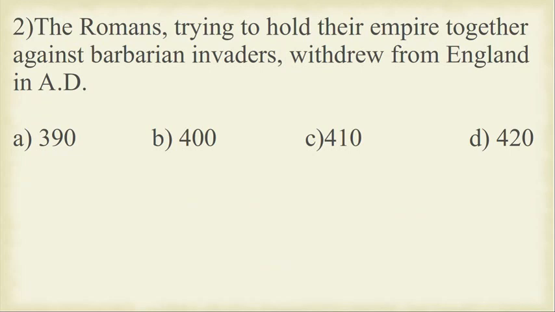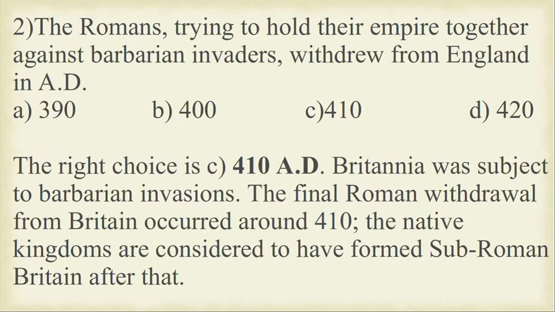Question number 2. The Romans, trying to hold their empire together against barbarian invaders, withdrew from England in AD, option A 390, option B 400, option C 410, option D 420. The right choice is C, 410 AD.